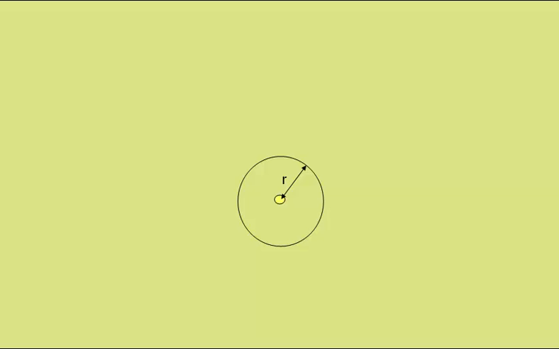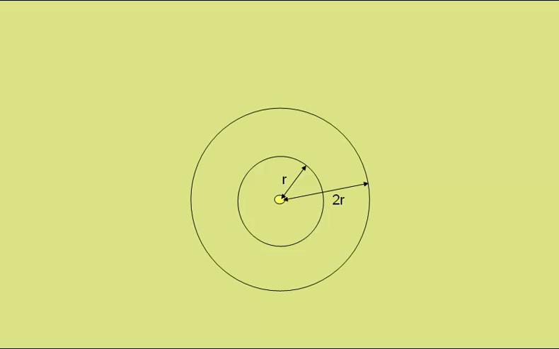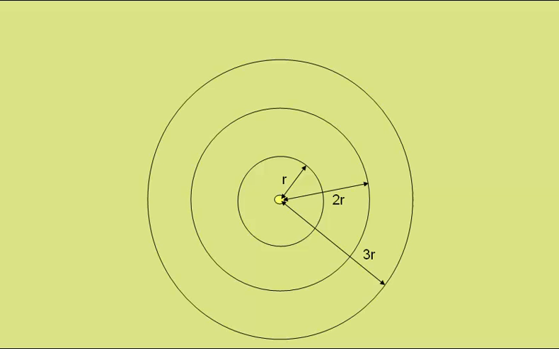If we consider a sphere at a radius r from the source, and then another sphere at a radius 2r from the source, and a sphere at a radius 3r from the source. Whatever is coming out from this source must pass through this sphere, and this sphere, and this sphere.